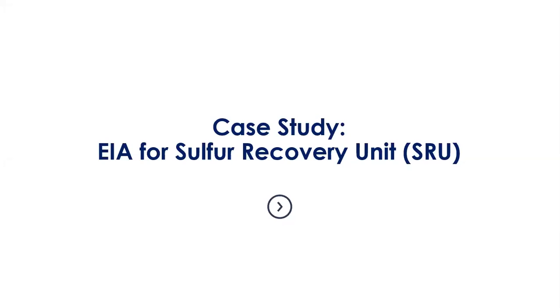If I talk about UAE, there are different kinds of EMP. For example, CEMP, Construction Environmental Management Plan, which is required before construction of the project. And then there is OEMP, Operational Environmental Management Plan, which is required before operation of the facility. And then there is another EMP, DEMP, the Decommissioning Environmental Management Plan, which is required before decommissioning of the project.